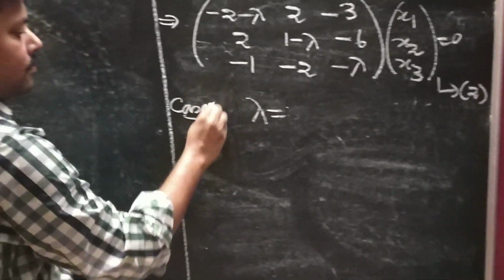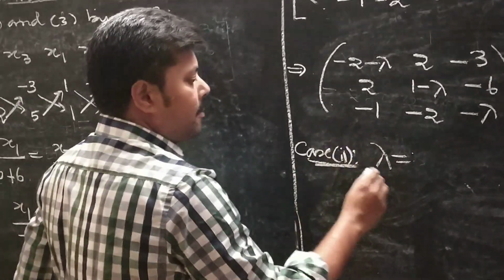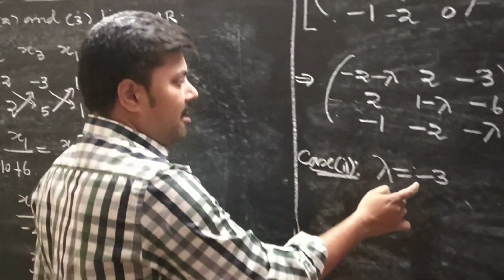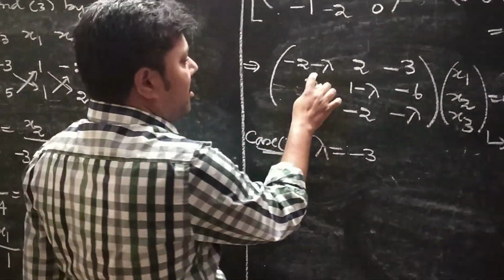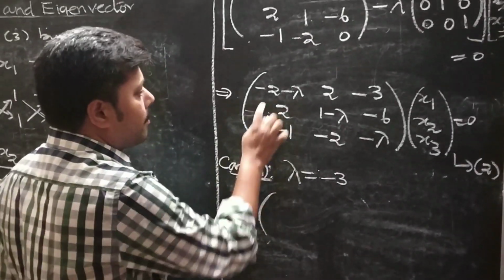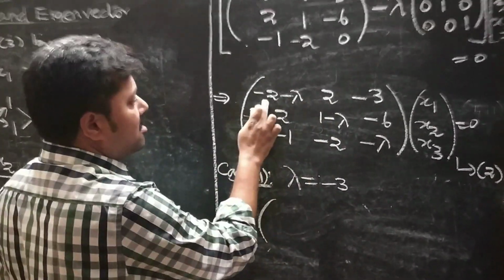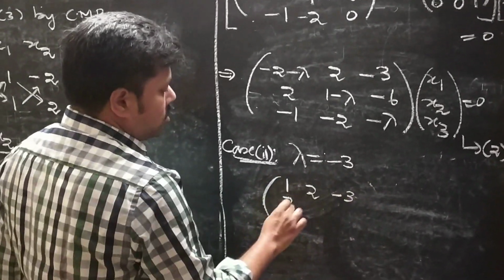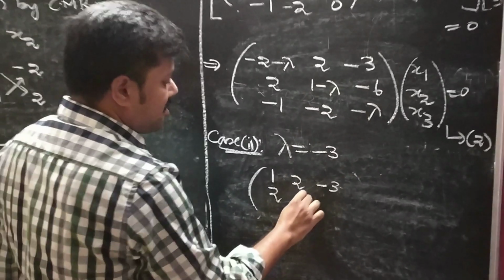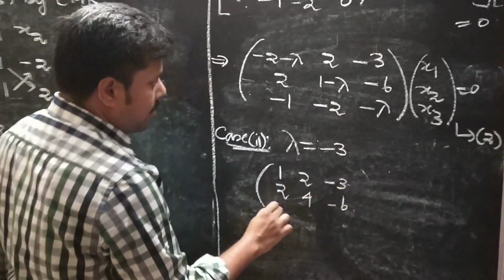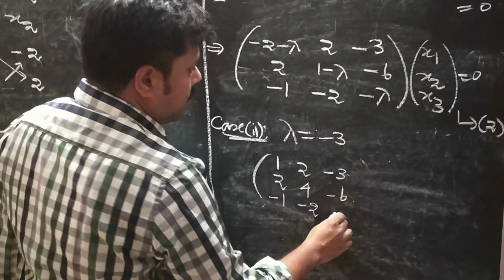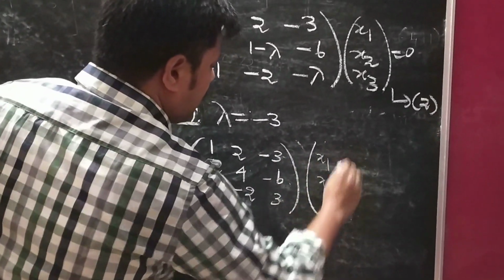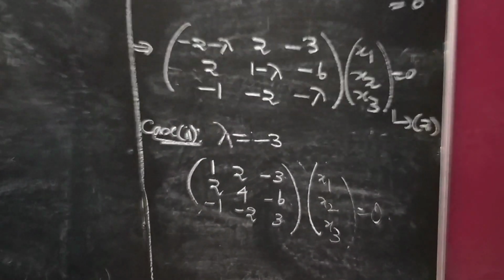Case 2. Lambda equal to minus 3, repeated twice. So when lambda equal to minus 3, substitute the value of lambda equal to minus 3 in equation 2. Minus 3 plus 3, sorry, minus 2 plus 3 is 1, 2, minus 3, 2, 1 minus of minus 3 is 4, minus 6, minus 1, minus 2, plus 3 into x1, x2, x3 equal to 0.